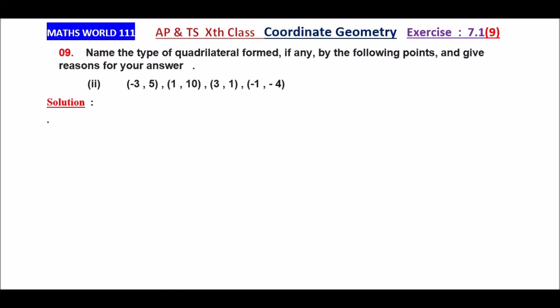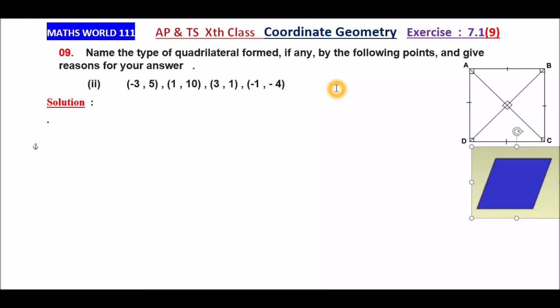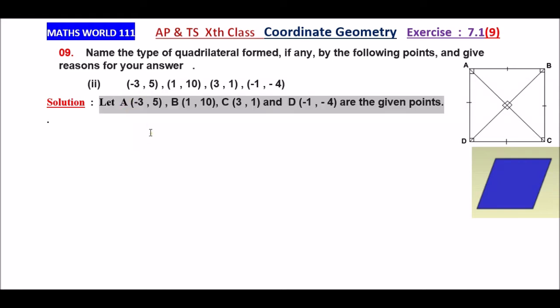Solution. Using these 4 points, a quadrilateral is formed. We have to name the type of that quadrilateral. The 4 points can form a square or a parallelogram. Let A(-3, 5), B(1, 10), C(3, 1) and D(-1, -4) be the given points.